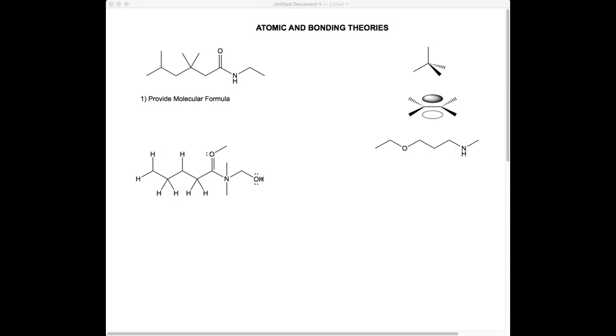The answer is the number of carbons is 11. 11 carbons. We have one here, two, three, four, five, 6, 7, 8, 9, 10, and 11.